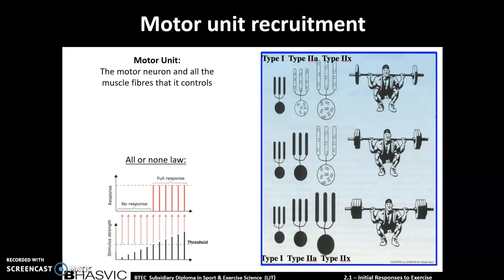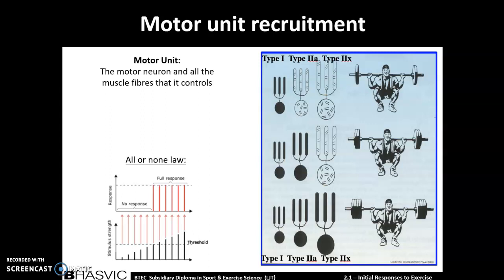And also, each motor unit contains the same type of muscle fibers. So you would have one motor unit containing either all slow oxidative muscle fibers, instead of a motor unit containing slow oxidative and fast glycolytic. That wouldn't be the case, as it only contains one type of muscle fiber.